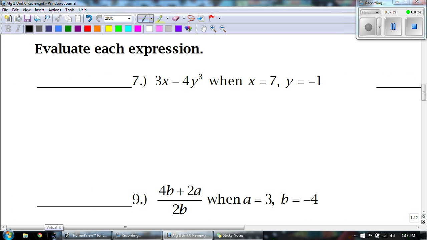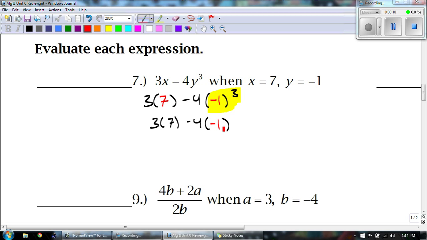For 7 through 9, they're asking us to evaluate each expression. They're going to tell us what x and y is, and then we need to plug them in. So we have 3 times x minus 4 times y cubed. So x is 7, and y is negative 1. We're just following order of operations, so I have to do the exponent first. Negative 1 times negative 1 times negative 1 is still negative 1.